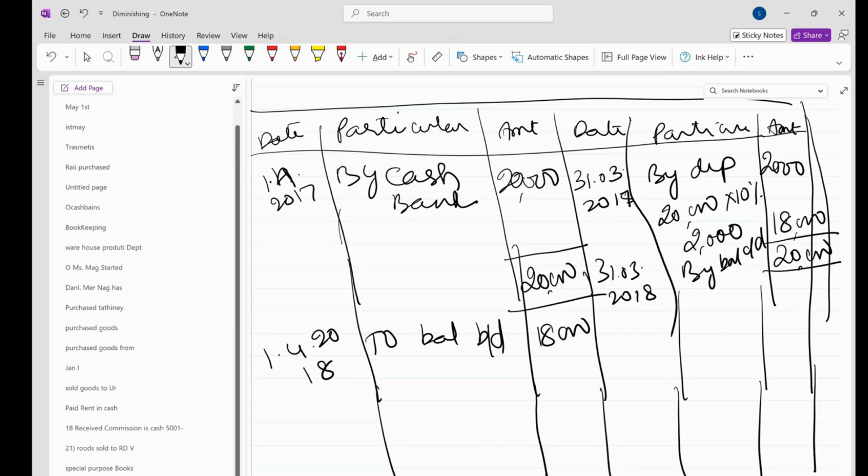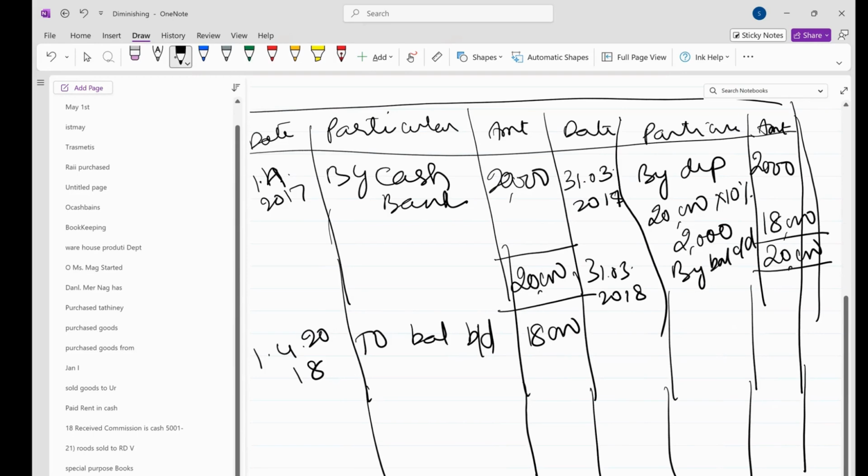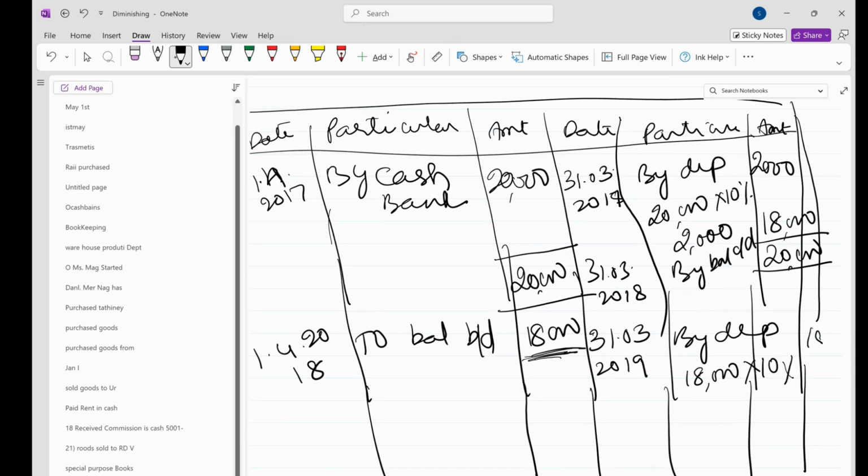Okay. Now usually in the fixed installment method, what we do is we will write 2,000 every year, same. But now here what we do is every year we'll calculate newly. So on 31st March 2019, by depreciation on this amount. In the fixed installment method, what did we do? Every time the same thing we wrote, 2,000, 2,000, 2,000. But here on balance brought down, you have to calculate. That is 18,000 into 10% means 1,800.